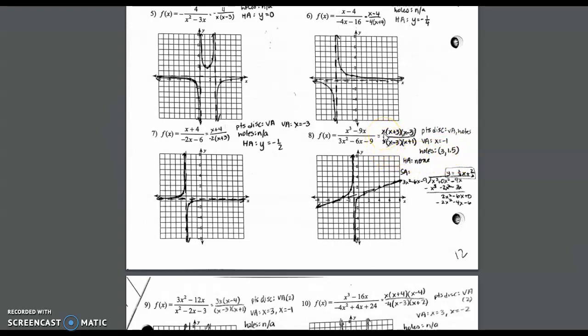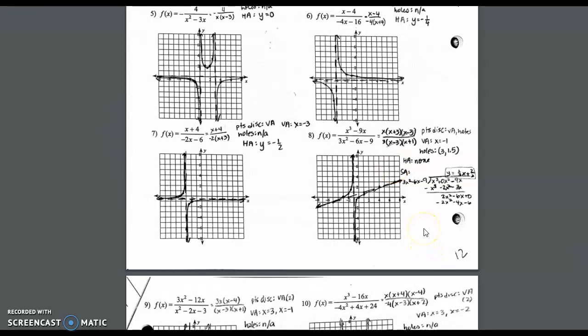So when I plug in 3 for x here and here, I get 3 times 6, which is 18. Is that right? Yeah, I just want to make sure I'm doing that in my head correctly. And then here we get 3 times 4, or 12, so we get 18 over 12, which reduces to 1.5. So you can see that on the graph at 3, 1.5, there's an open circle. That's how we graph a hole.